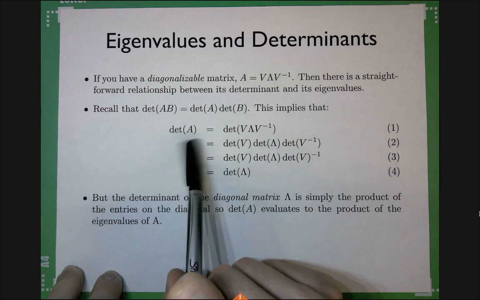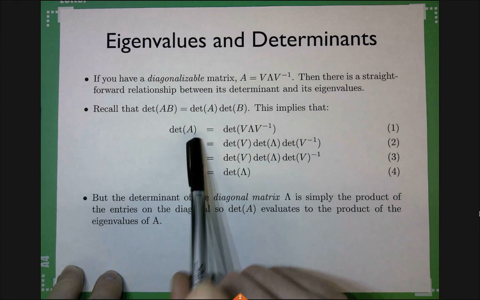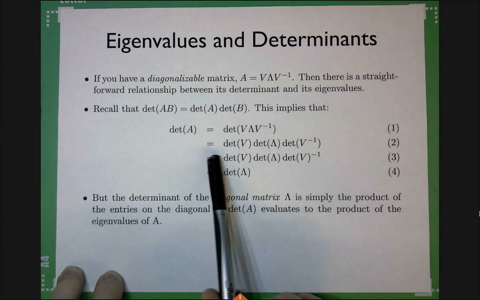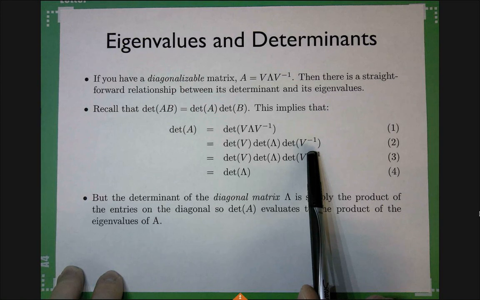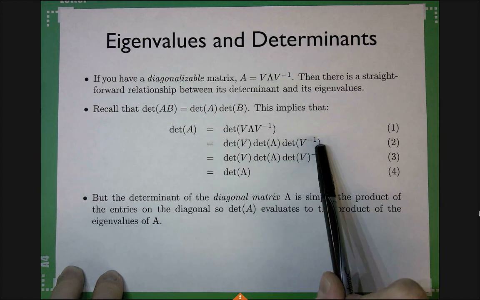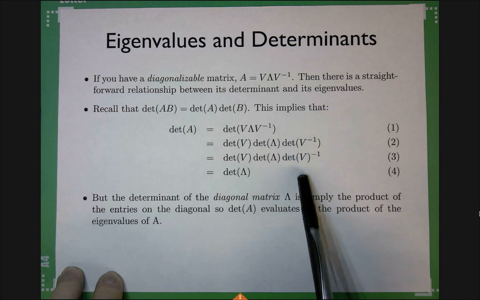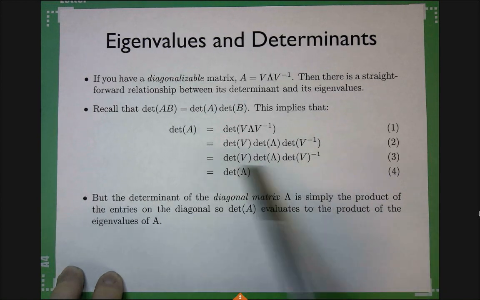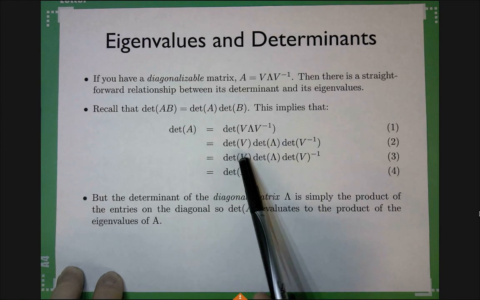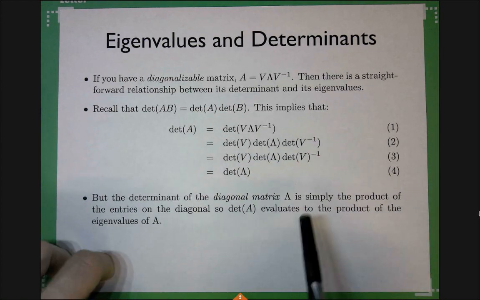So here we do a little determinant exercise. A is V lambda V inverse. Applying this property, we can just split it into these separate determinants and multiply them together. We also know that the determinant of an inverse matrix is the inverse of the determinant, right? That's the second equality here. But then this is just the inverse of this, right? So it just cancels, it just falls out.